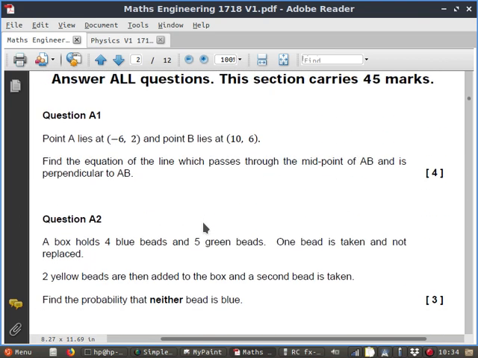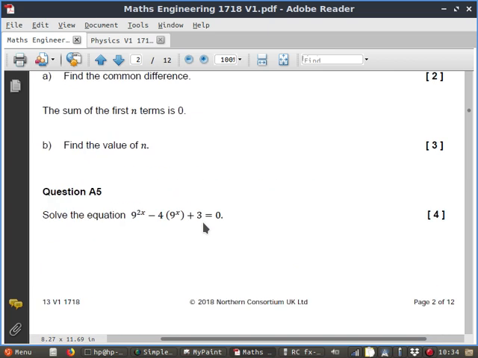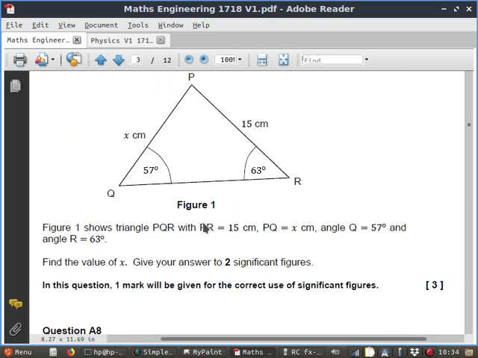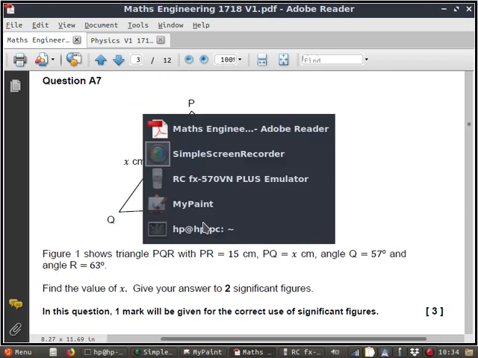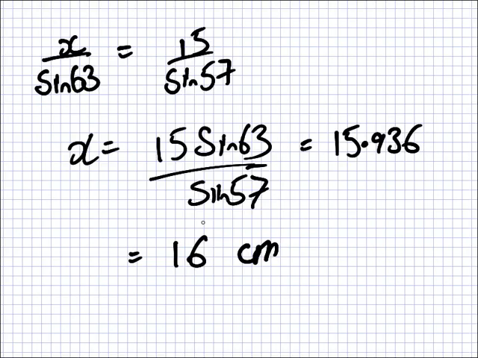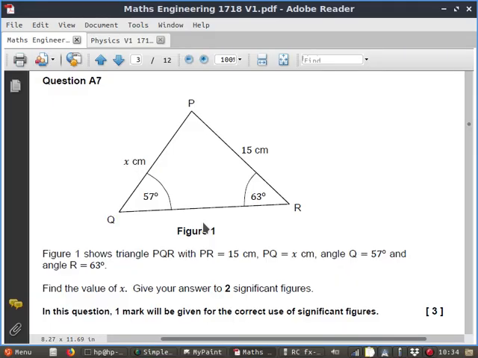Like, for example, look, this one here. Do you think it's only this? I can get a C in physics. Yes, you can do it. You need to practice.